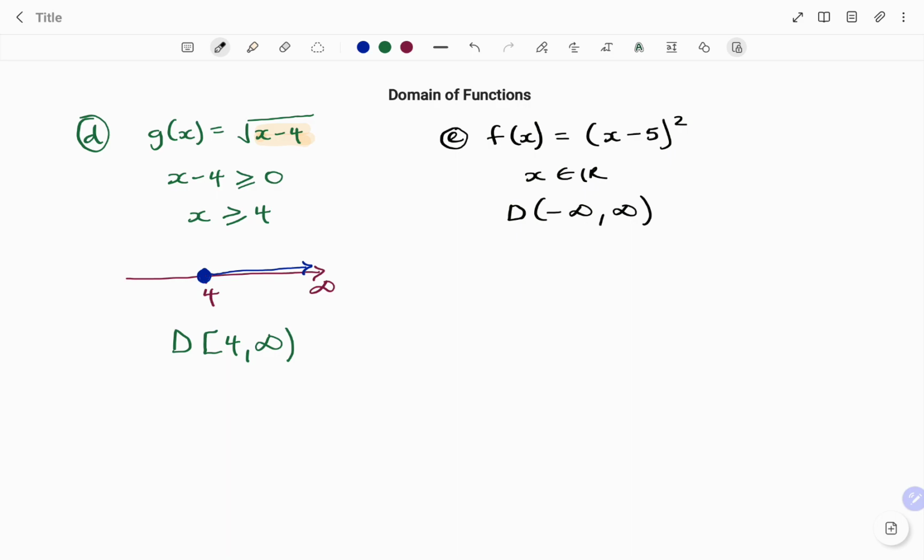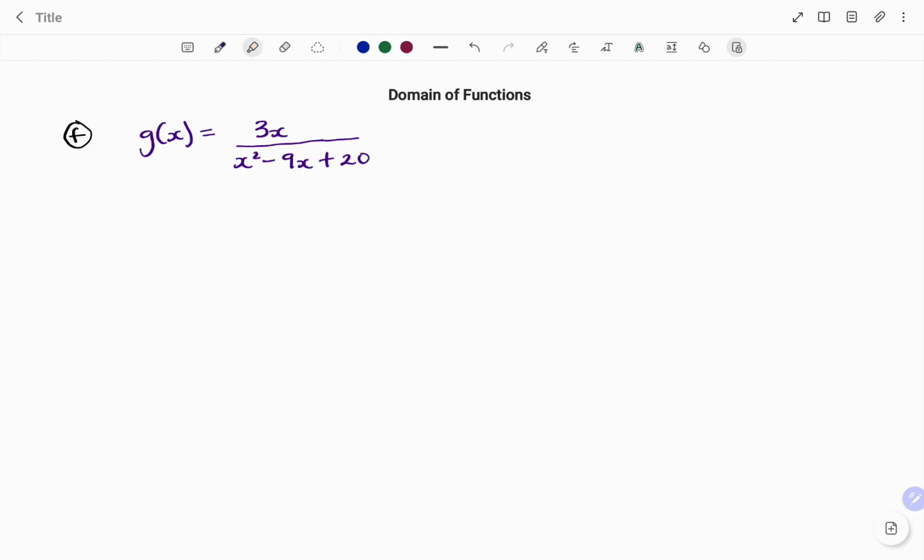In my next example, I have for my numerator 3x over x squared minus 9x plus 20 for the function g of x. For my numerator 3x, x can be an element of real numbers. However, like I said earlier, my denominator must not be 0, because it will make my function undefined.